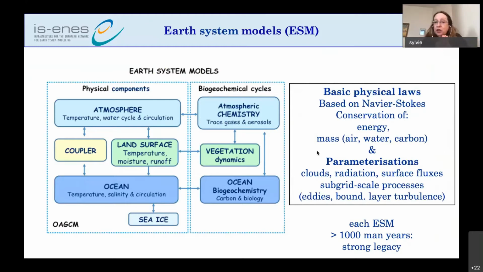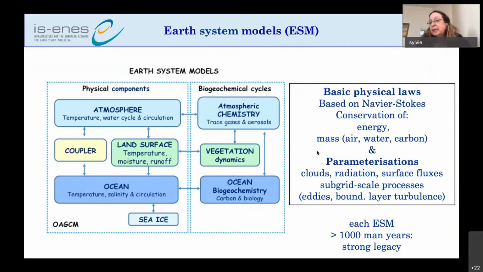So you will take into account the conservation of mass, typically conservation of energy, but you will represent in a schematic way what happens in clouds, radiation, and surface fluxes, which are turbulent fluxes that can also be explicitly represented. Those are very small scales.